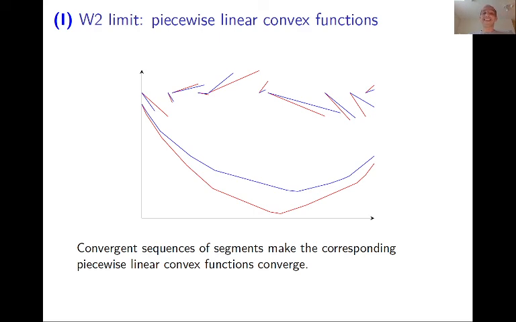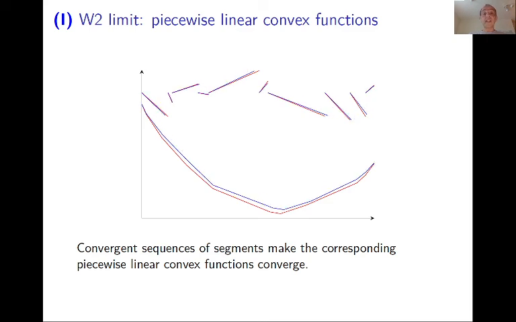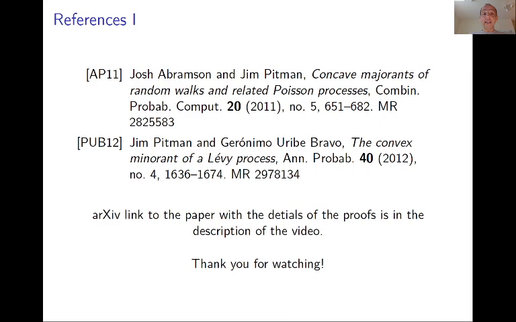There are no minorants here anymore. That's the whole point. We don't look at the convex minorant in conjunction with the path, and that makes things much, much easier. It makes them elementary, in fact. You can see that this is going to happen, and that's exactly what our proof does. So that's it. Here are the papers of Abramson, Pitman, and Uribe-Bravo, and our paper is available in the archive. I hope this was helpful, really.